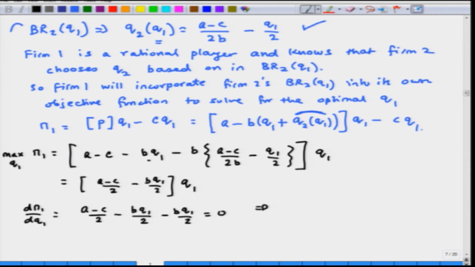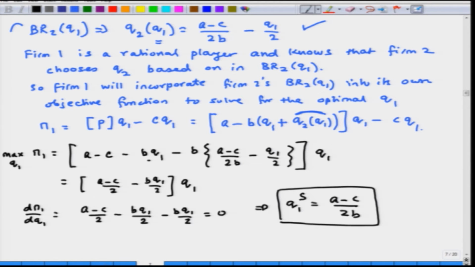So, that gives us, if I take the BQ1 together, I will get a BQ1. So, the Q1S essentially is (A minus C) divided by 2B. So, this is the output that firm 1 produces in the Stackelberg model, right.